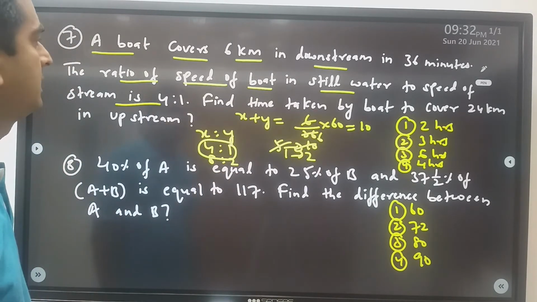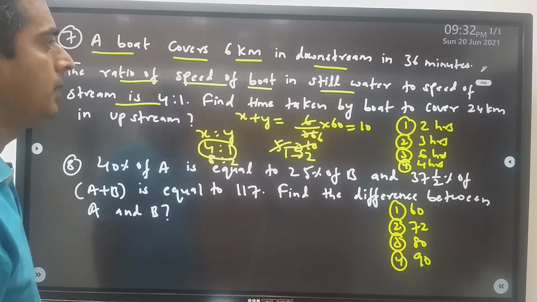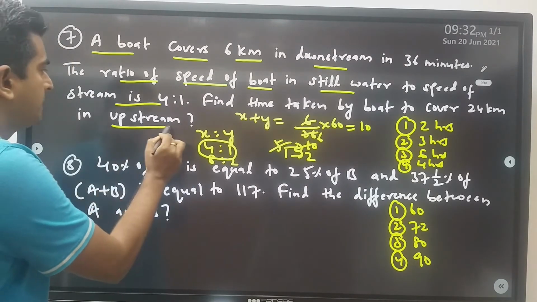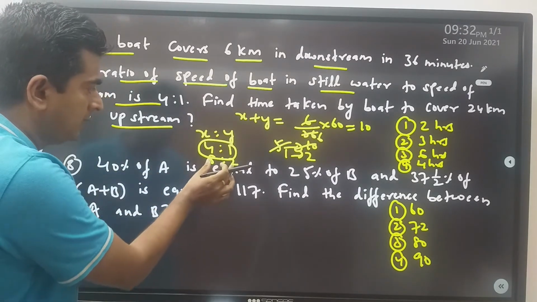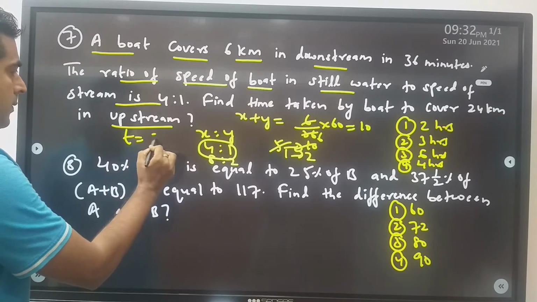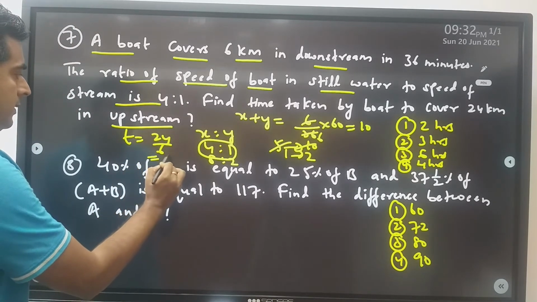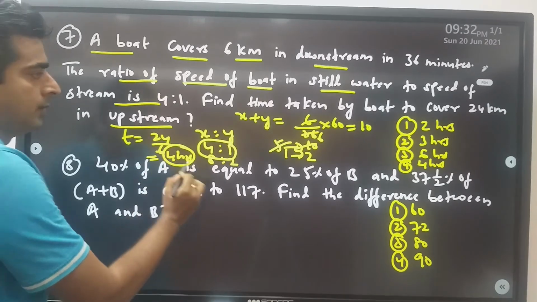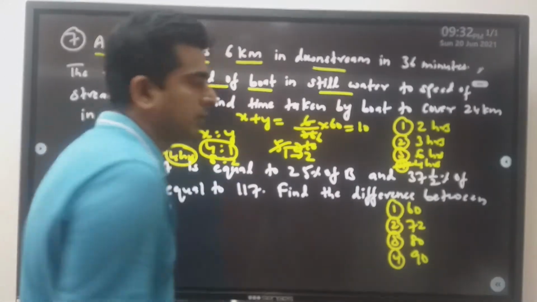Right? Now what are they asking? Find the time taken by the boat to cover 24 km upstream. Upstream is nothing but x minus y. So 8 minus 2 is 6. So time is equal to distance, 24 divided by 6. What is the answer? 4 hours, which is nothing but fourth option.